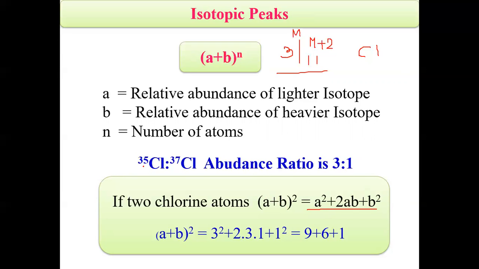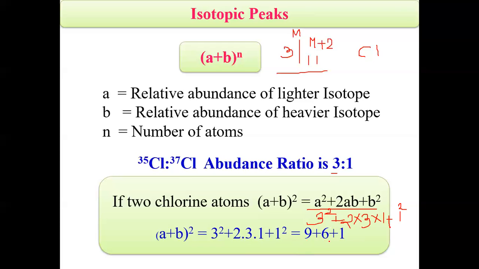Lighter isotope is chlorine 35. Chlorine 35 has the relative abundance 3. So it will be 3^2, plus 2 into the relative abundance of chlorine 35, which is 3. The relative abundance of chlorine 37 is 1. So it is 2 × 3 × 1, and plus B^2 means 1^2. So this is how you will get 9:6:1.